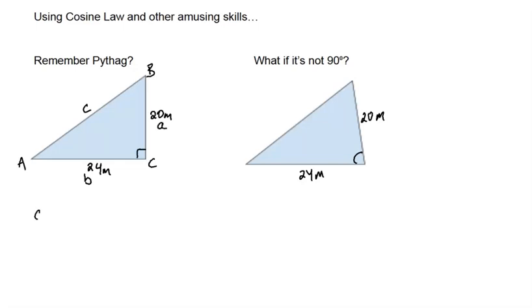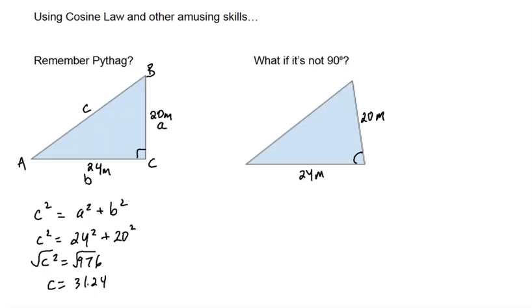So in the Pythagorean theorem, we know that c squared was equal to a squared plus b squared, which in this case is going to be c squared is equal to 24 squared plus 20 squared. And that's going to be equal to 976, which we would square root both sides to get that c is rounded to about 31.24. It's got to be the longest side.